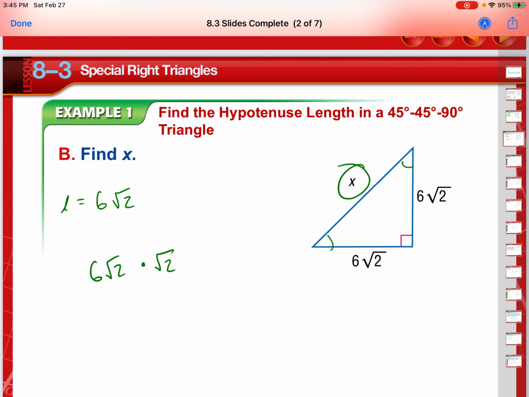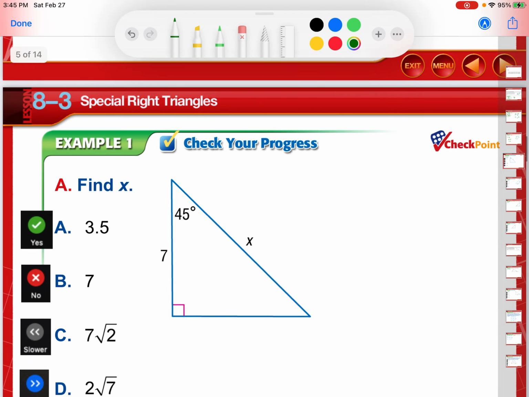There we go. So if we did 6 root 2 times root 2, we would get 12. Because root 2 times root 2 would just be 2, and then 6 times 2 would be 12. So it would be x equals 12.